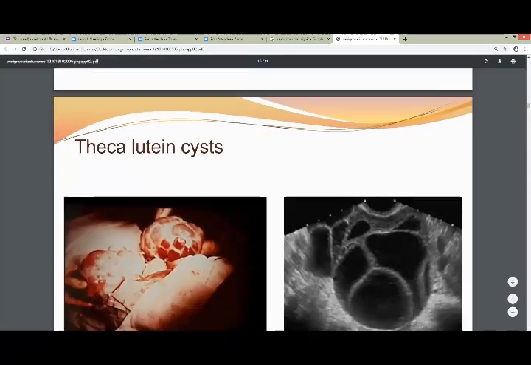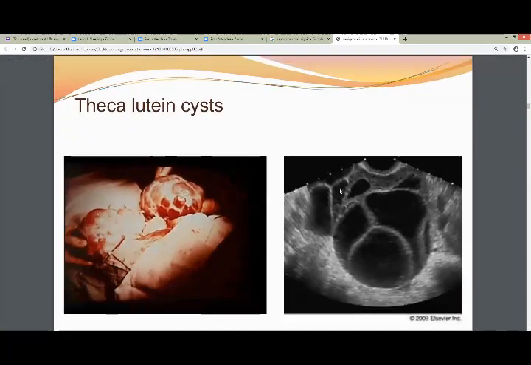These are the thecal lutein cysts. You see now the picture, how the big and small cysts look, and on naked eye examination they look like this. Ovarian hyperstimulation as well can manifest like this.